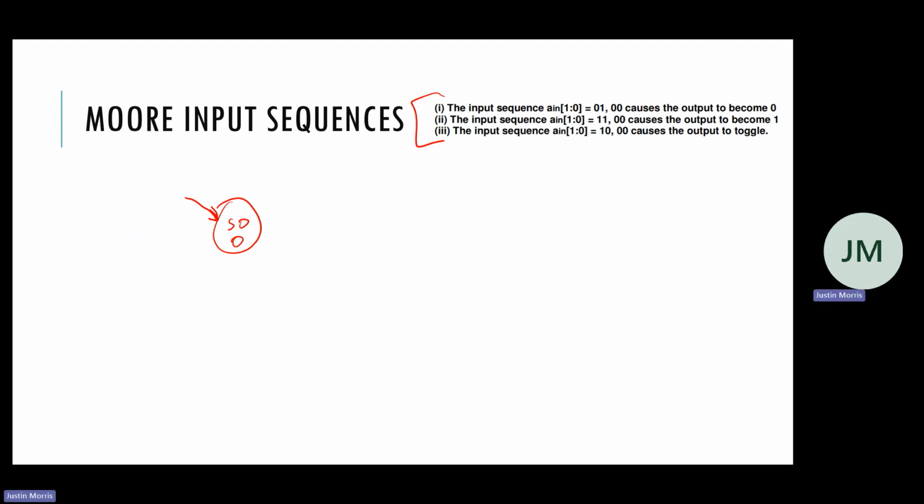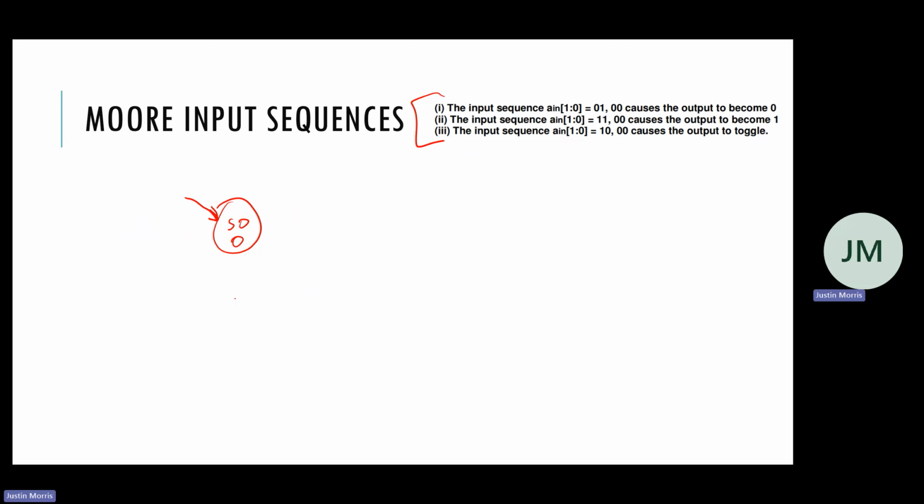And then let's read this first statement. If my input is 0, 1, and then 0, 0, that causes the output to become 0. If my input is 1, 1, and then 0, 0, that causes the output to become 1. So in state 0, we're still 0, but let's see if we can then keep track of when we need to change to 1 for now.